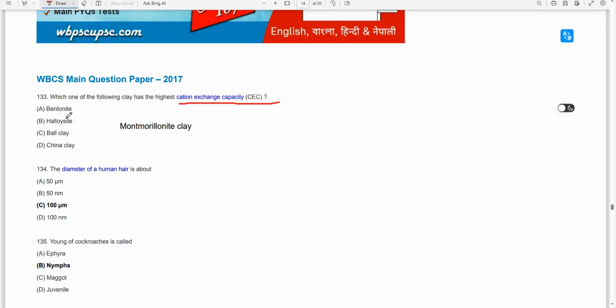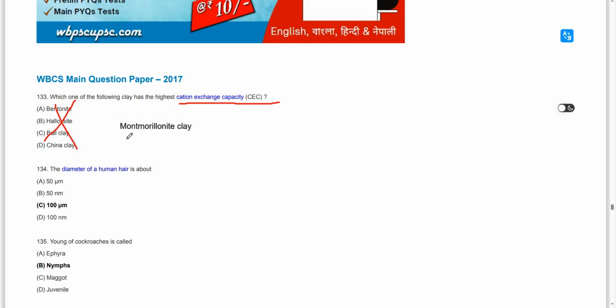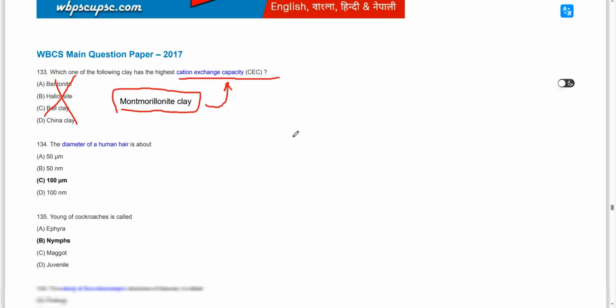It's cation. So which of the following clay has the highest cation exchange capacity? Now that we have learned what cation exchange capacity is, this option is correct. Montmorillonite clay is the clay that has the highest cation exchange capacity, CEC. Moving on to the next question.